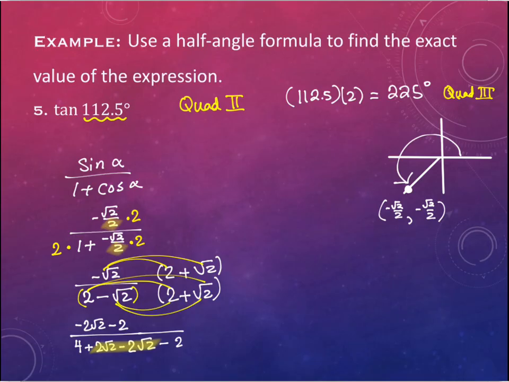2 times 2 is 4, right? I'm sorry, not outside, the first terms together. 2 times 2 is 4. And the last terms together: negative square root of 2 times positive square root of 2, and I get negative 2. Okay? So what I end up having here at this point is negative 2 square root 2 minus 2 over, what? Over 2. And what do you see happen next?